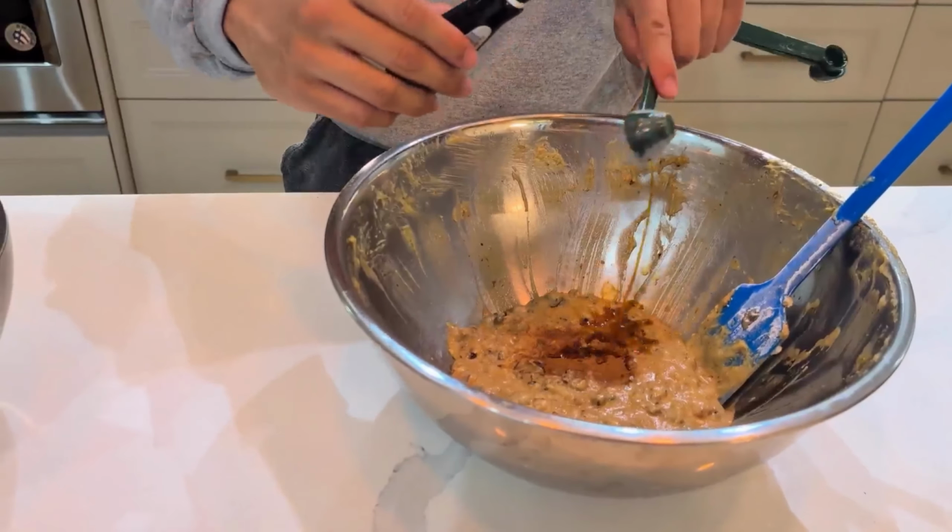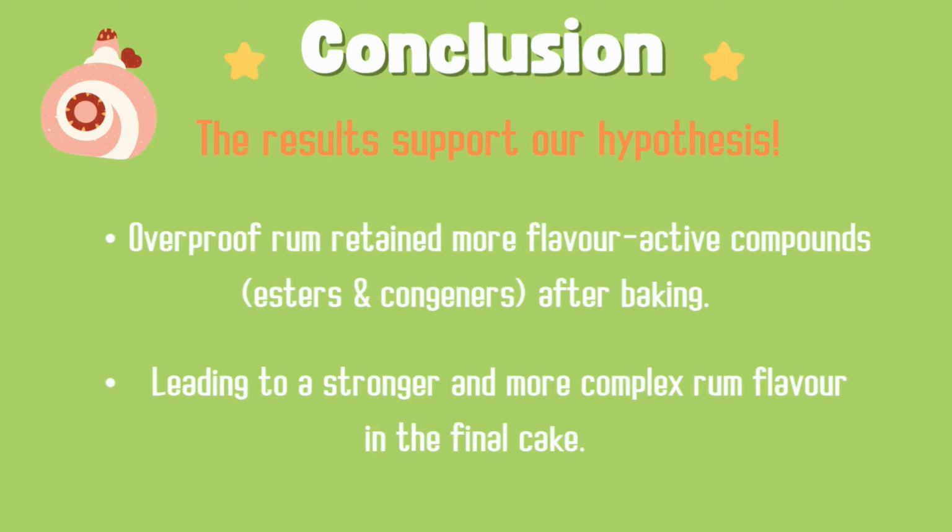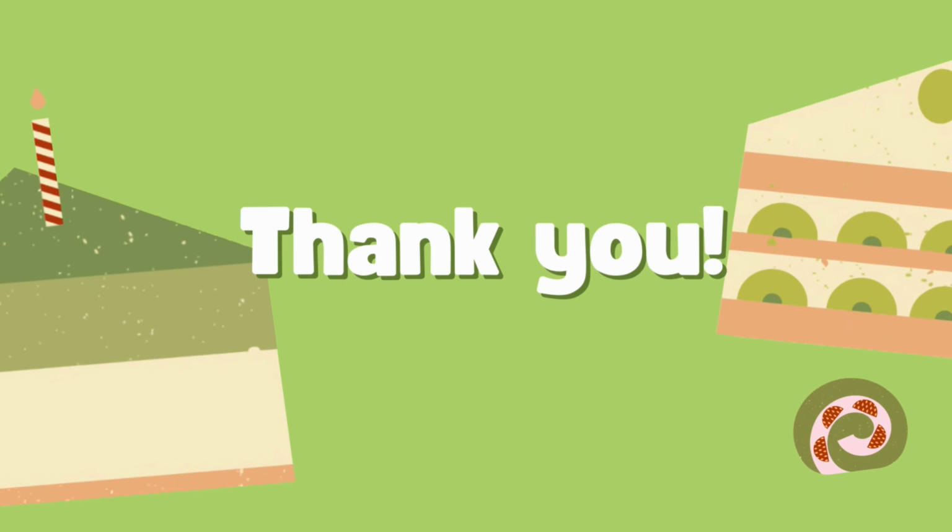The overproof rum retained more flavor-active compounds, the esters and the congeners, after baking, leading to a stronger and more complex rum flavor. Thank you so much for watching!